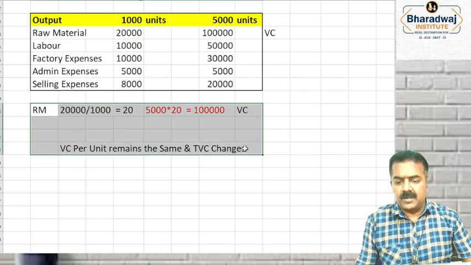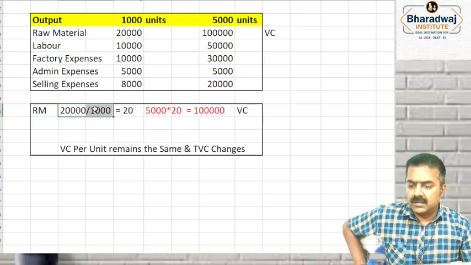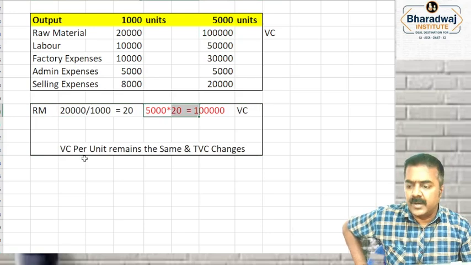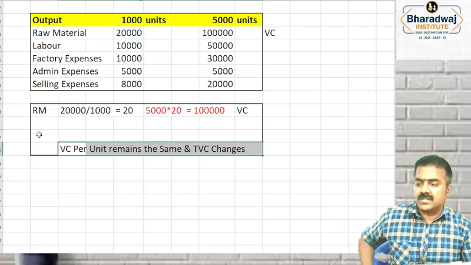What is the per unit variable cost for raw material? 20. Even if you do 1 lakh divided by 5,000, it will be 20 only. So variable cost per unit remains the same. Only the total cost changes.